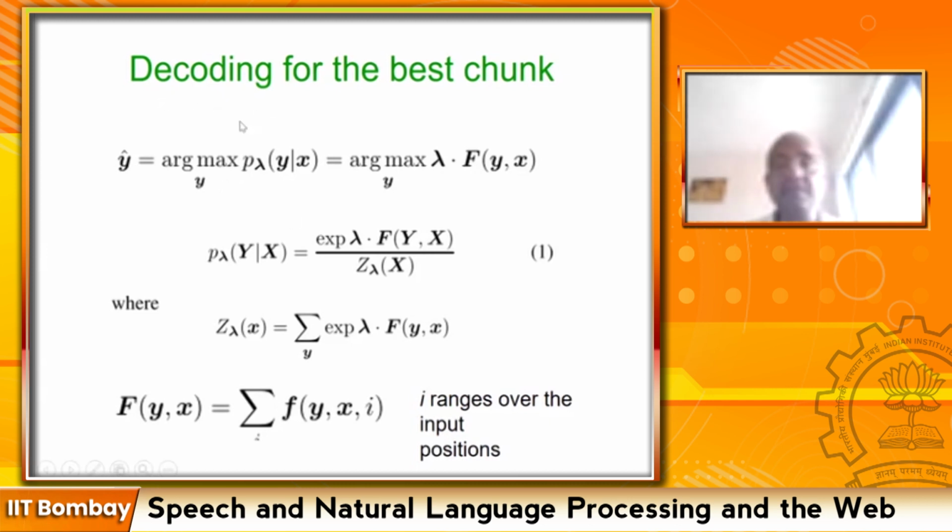So the screen you are seeing is decoding for the best chunk. Decoding for the best chunk. Please verify that you are seeing this. Decoding for the best chunk. Yes, sir. Okay. What about Jyotsna? Jyotsna, did you say yes? Yes, sir. Yes. Okay. Some student, please. Decoding for the best chunk.